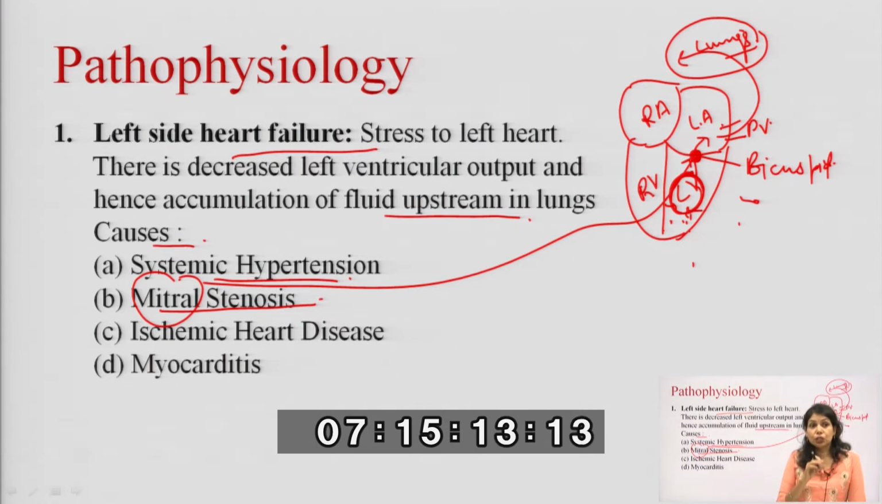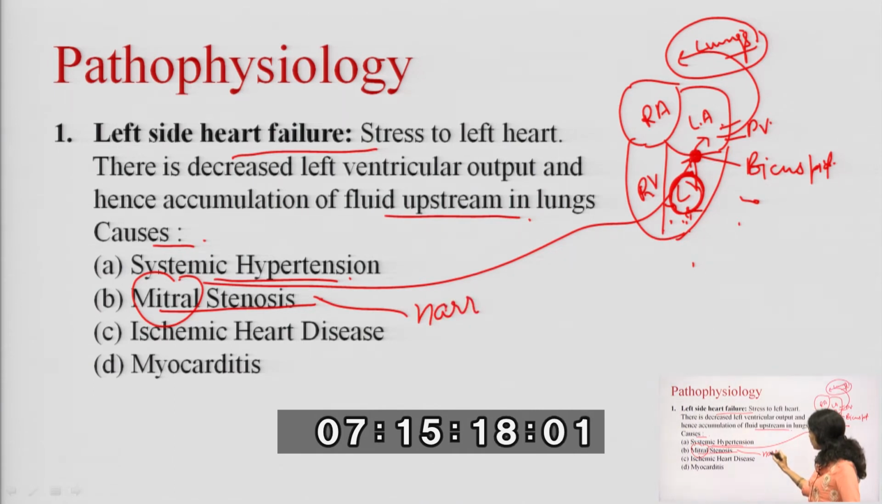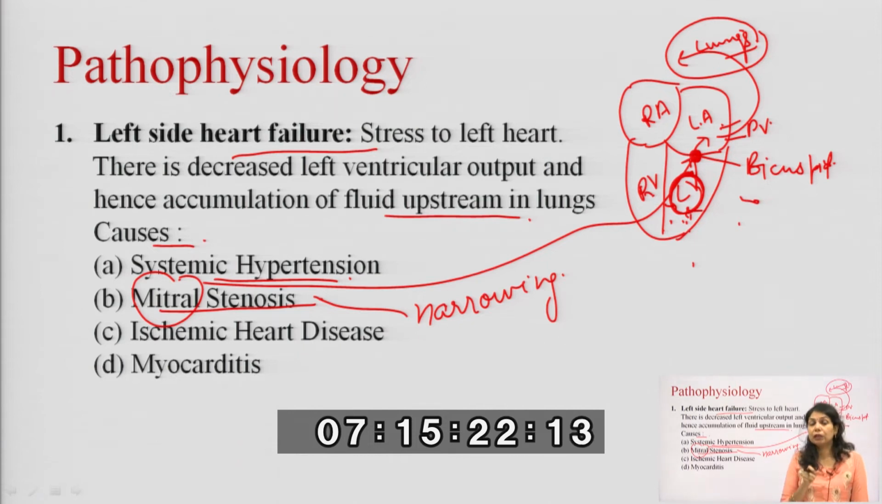Mitral valve stenosis, stenosis means narrowing. When the valve, that is the bicuspid valve or the mitral valve, which is present between the left auricle and the left ventricle, narrows, what will happen? There is an increase in blood pressure, and finally it will lead to heart failure.